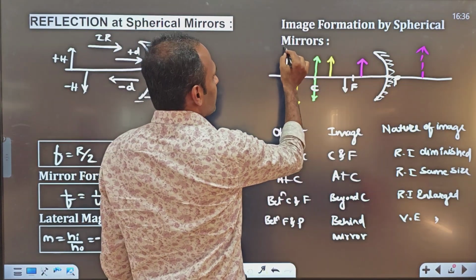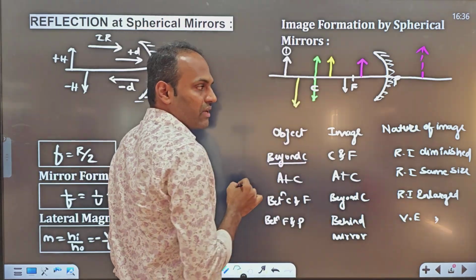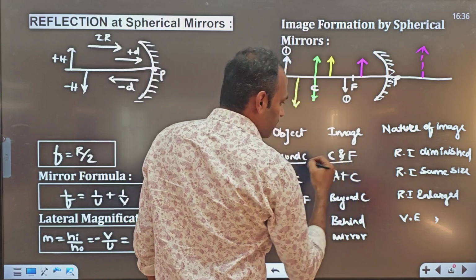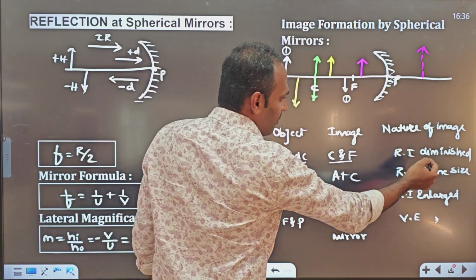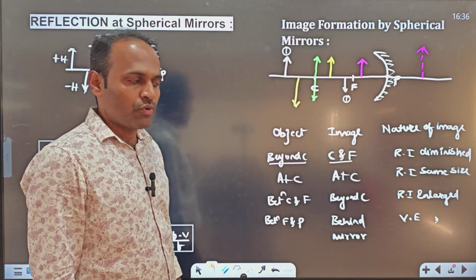If the object is kept beyond C, the image will get formed in between C and F. It will be real, inverted and diminished. Diminished means smaller in size compared to the object.